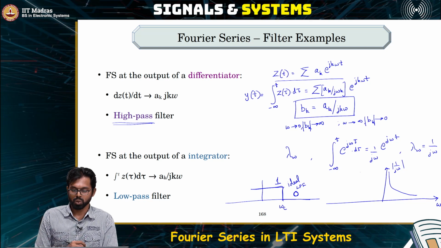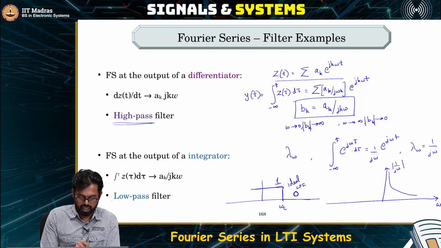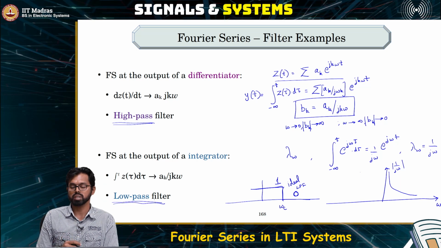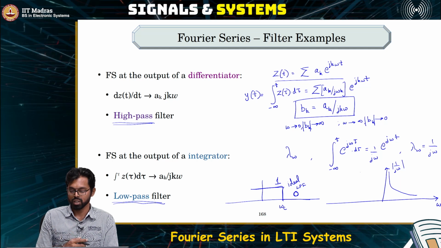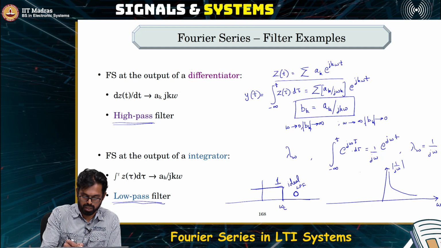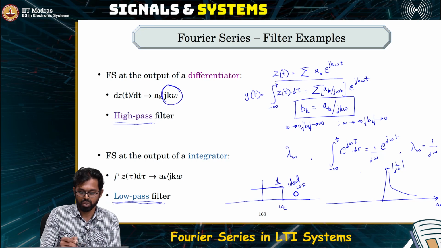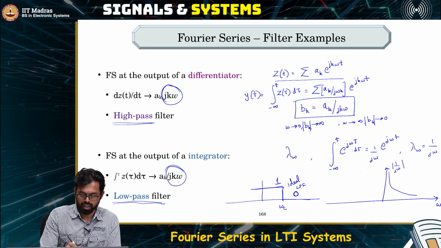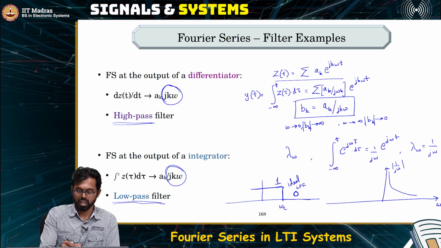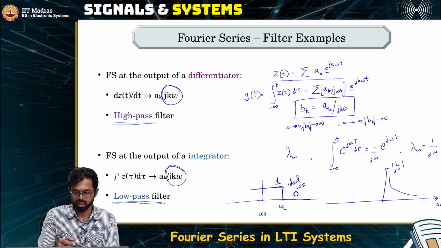So the differentiator is a high pass filter, the integrator is a low pass filter, and the Fourier series coefficients of the outputs of these two LTI systems are simply the multiplication of the input Fourier series coefficients and their eigenvalues. The eigenvalues of these systems are just j k omega, either multiplied or divided.